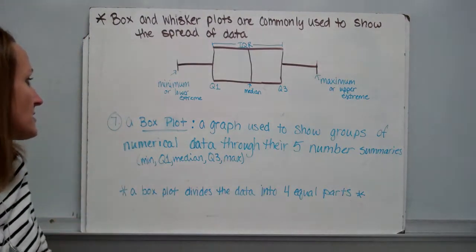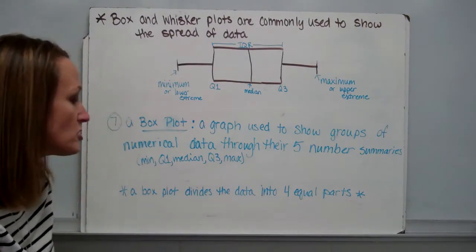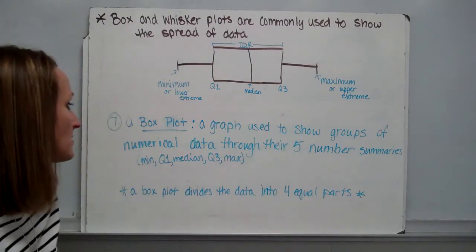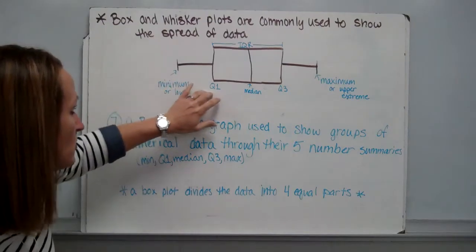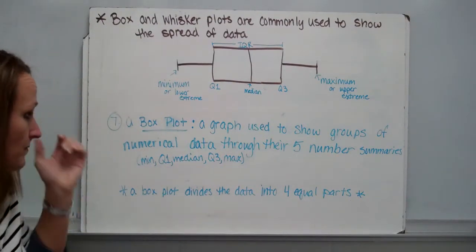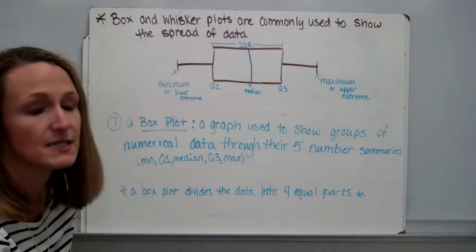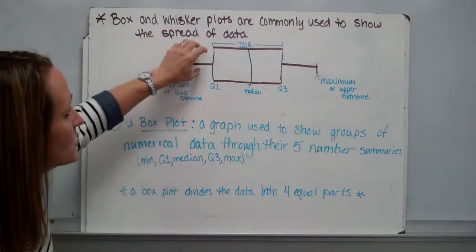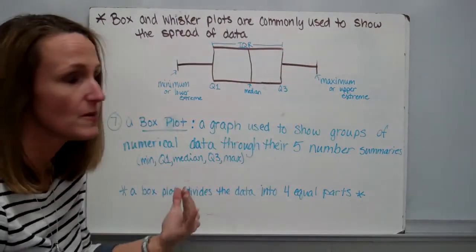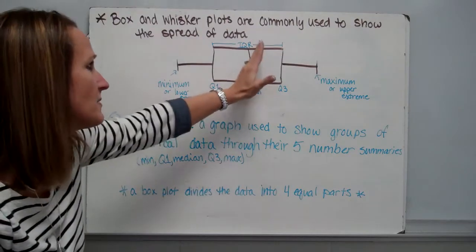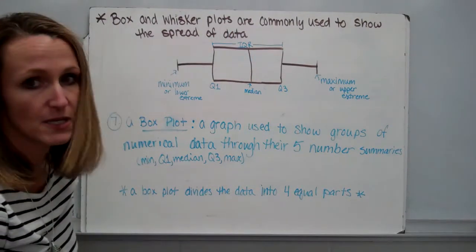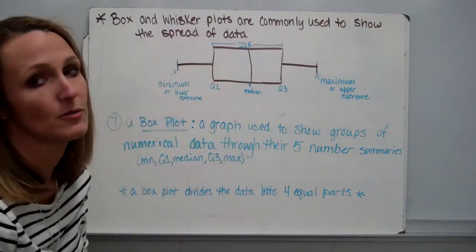Here's our next definition. A box plot is a graph used to show groups of numerical data through their 5 number summaries. Their number summaries are the minimum, the Q1, the median, the Q3, and the maximum. A box plot divides the data into 4 equal parts. And here they are. Here's 1, 2, 3, and 4. And they're going to be equal, although it won't always look like it because sometimes the median will be way over here. But the number spread is actually equal. So this is what we call a box plot, or box and whisker plot.